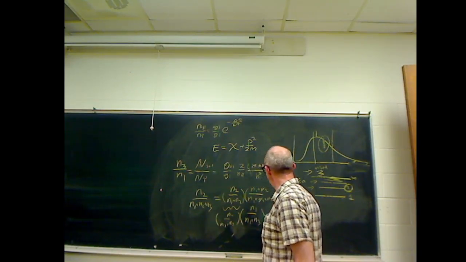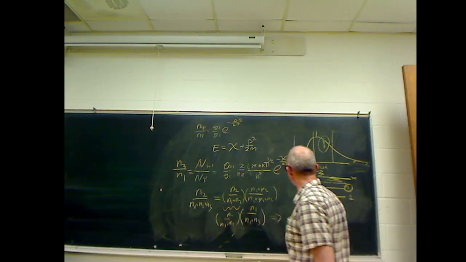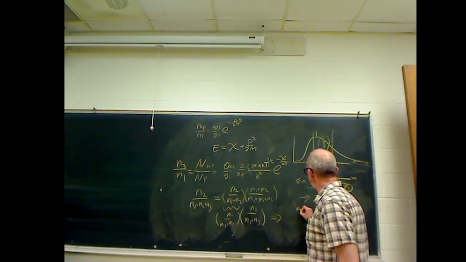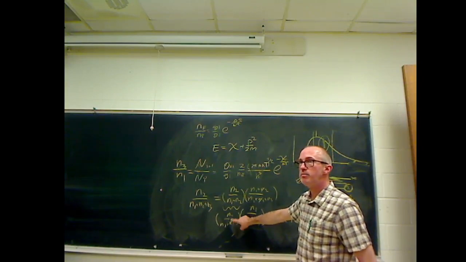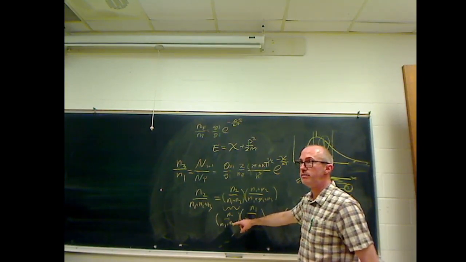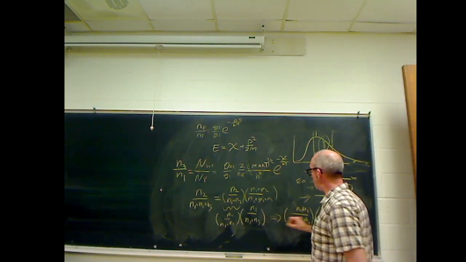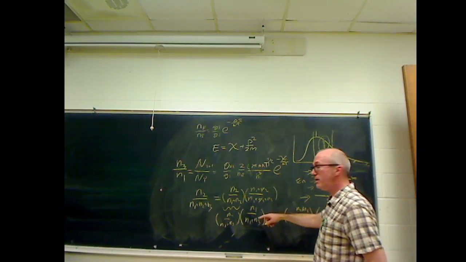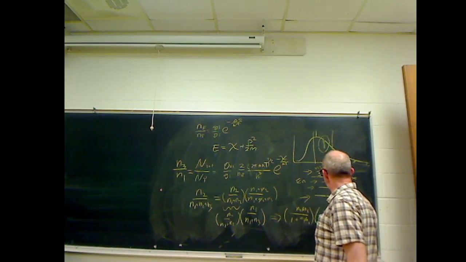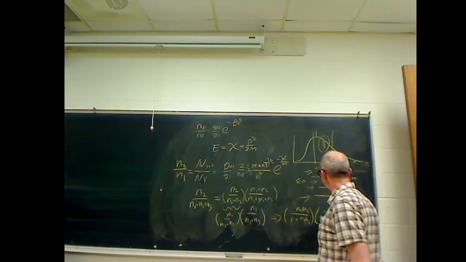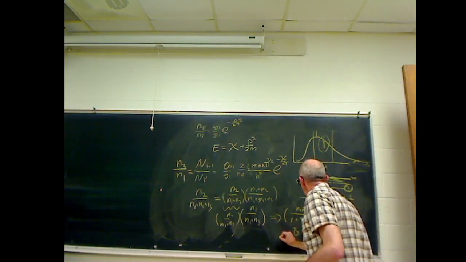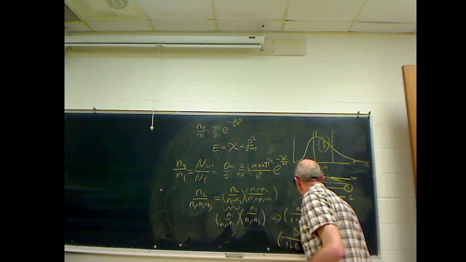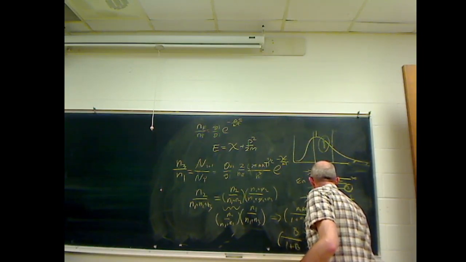Okay, now this isn't quite what I want. I'm going to rewrite these as ratios, and this is going to be N2 over N1 divided by 1 plus N2 over N1. That's this first term. I'm just dividing top and bottom by N1. And then I'm left with this other term, which I'll divide top and bottom by N1 again. And I'm left with 1 over 1 plus N3 over N1. So this is Boltzmann over 1 plus Boltzmann times 1 over 1 plus Saha.